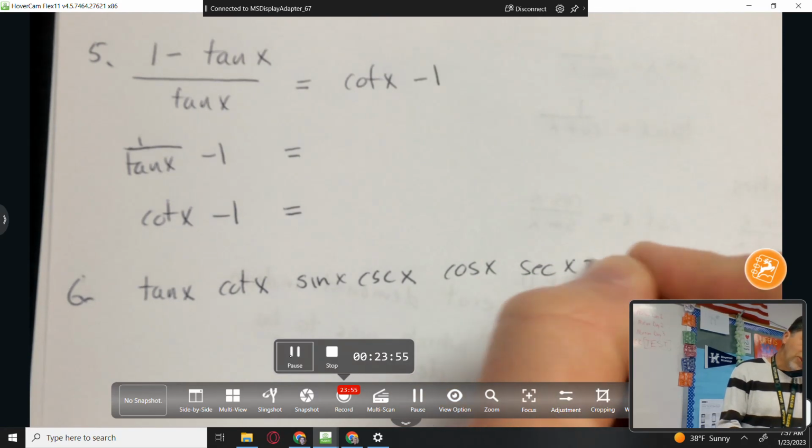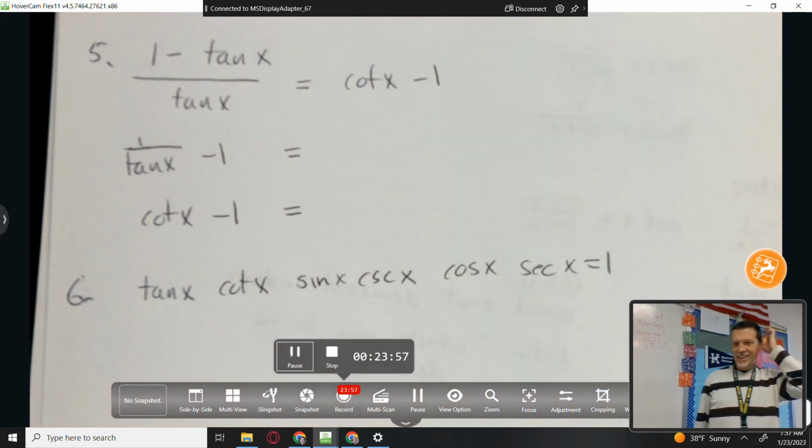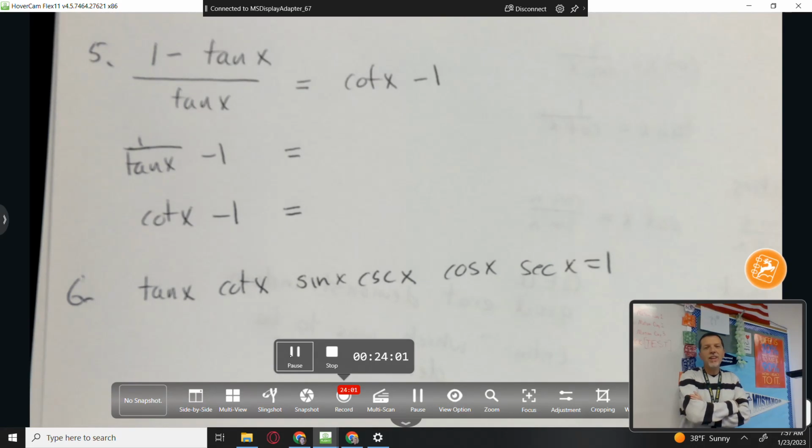This one looks awful, but it's really kind of easy. Tangent times cotangent times sine times cosecant times cosine times secant equals 1. Why is that true, or what do you want to do to show me that that's true? They're all reciprocal, but you can't just be like, oh yeah, they're all reciprocals, it's true. You've got to show some work here.